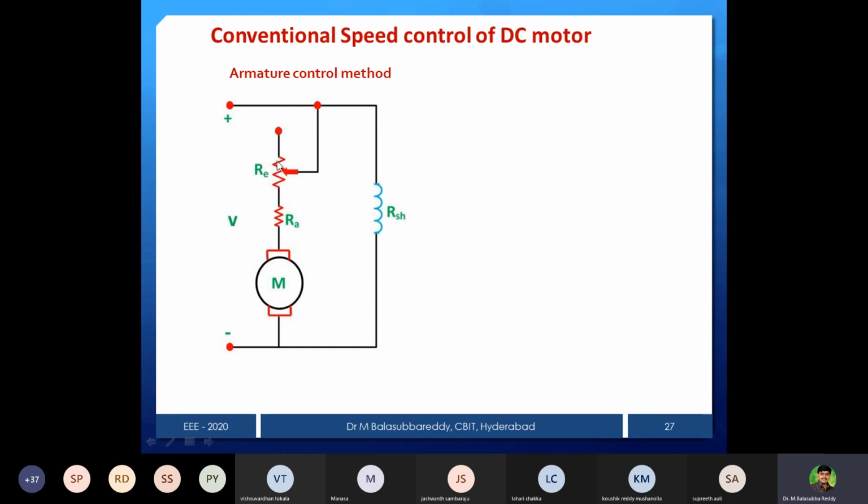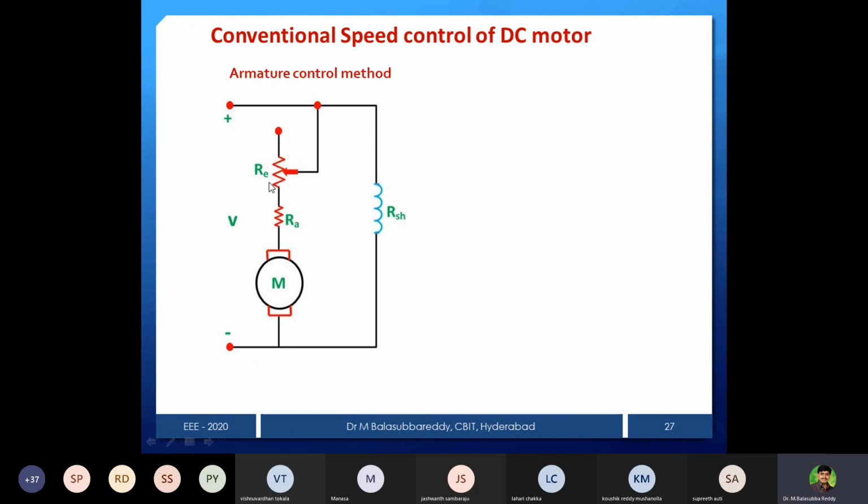We are adding the resistance and increasing the resistance here. You can control the speed below the rated speed by exciting the field with total voltage, and here you can change that resistance in the field winding side. RA is the armature resistance, whatever the winding resistance. In addition to that, we added additional resistance.